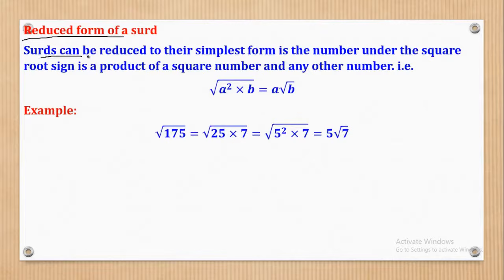We have said that surds can be reduced to their simplest form if the number under the square root sign is a product of a square number and any other number. For example, if I have the square root of a squared times b, it can be reduced to become a square root of b. For example, if I have the square root of 175, 175 is the same as 25 times 7, but 25 is a square number, therefore it is the same as 5 squared, and therefore in the end you come up with 5 root 7.